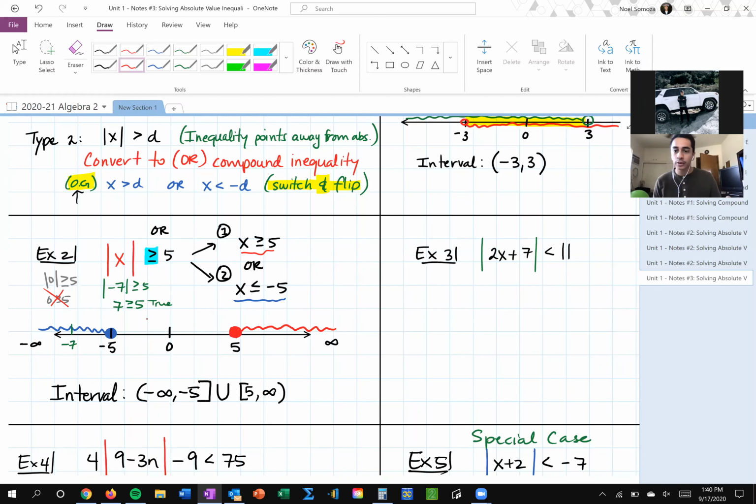Exactly. So numbers between -5 and 5, it's not that they're non-existent or not relevant, they're just not part of our solution. So we don't include them in the interval, we don't shade them.